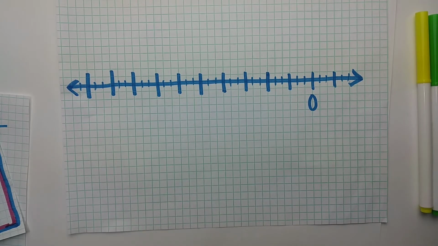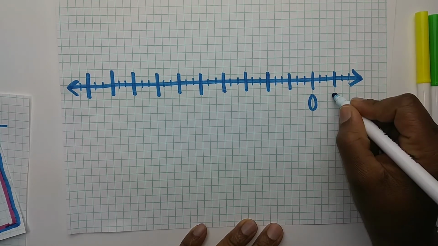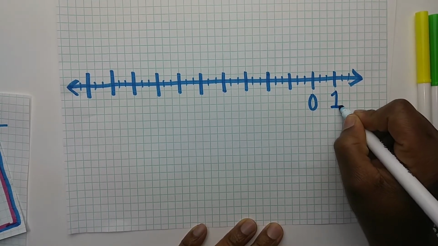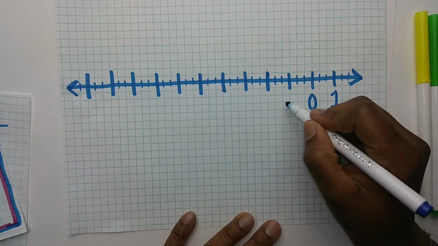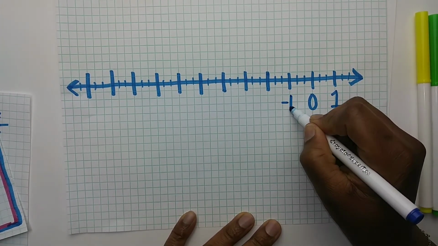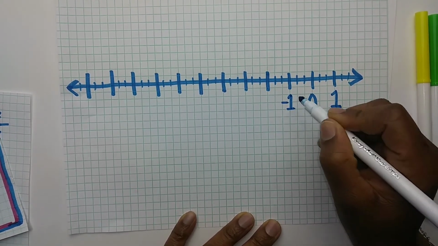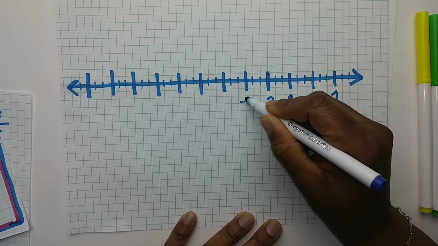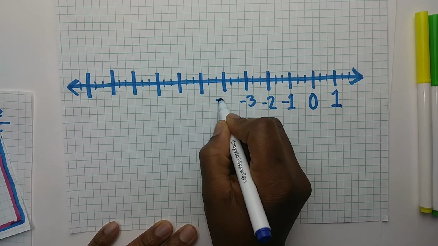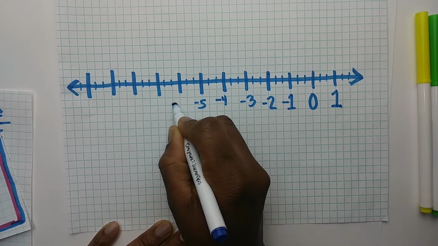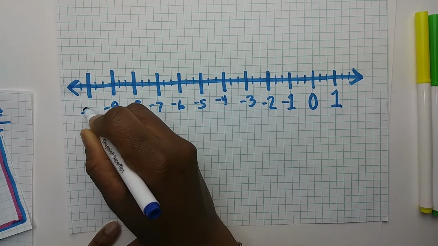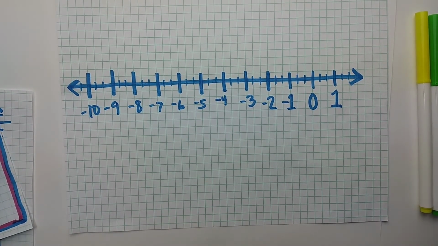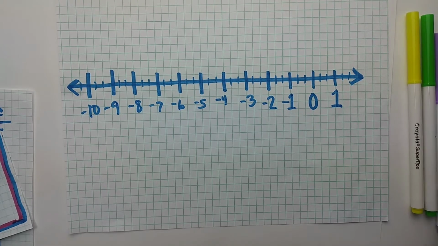So if I wanted to go ahead and finish labeling this number line, to the right of 0, this will be 1 whole. And to the left of 0, I'm going to start labeling my negatives, but you always want to start with 1. So this will be -1, this will be -2, -3. We'll keep going. This will be -4, -5, -6, -7, -8, -9, and -10. So those are my whole numbers, positive and negative.